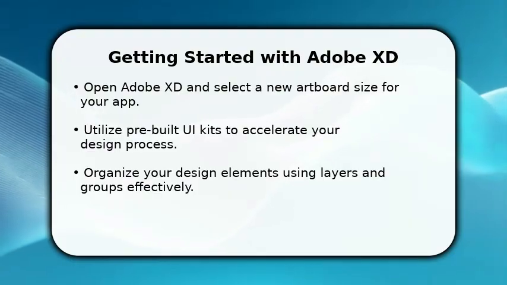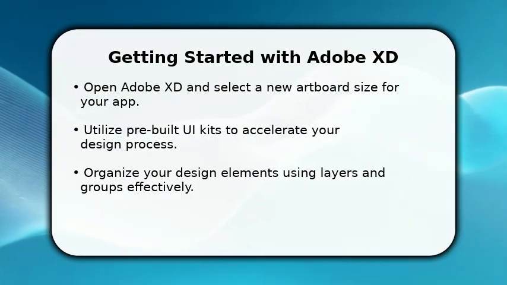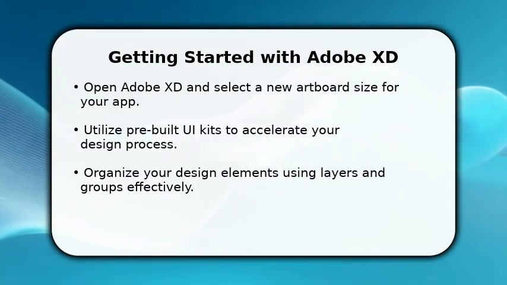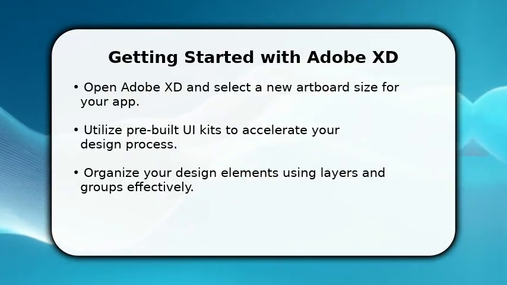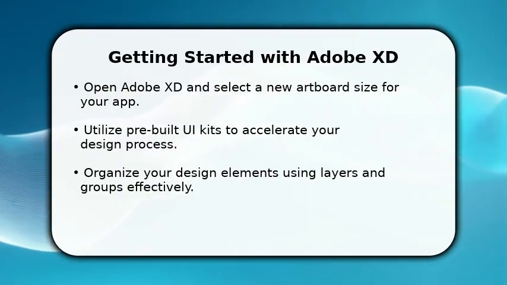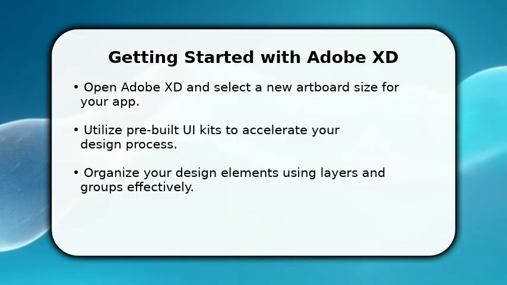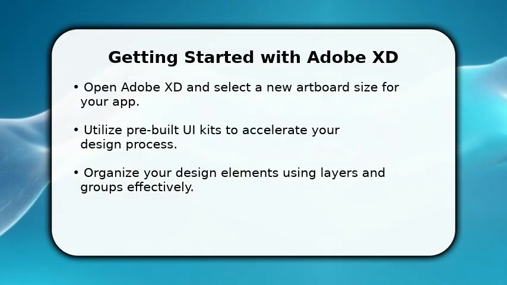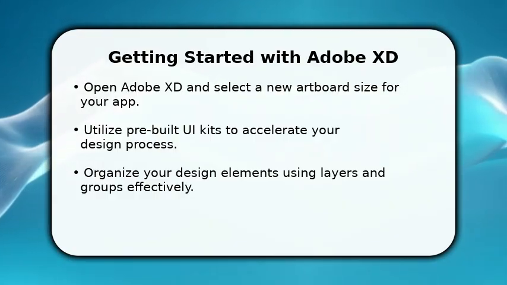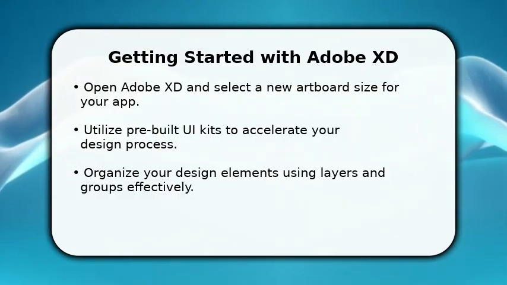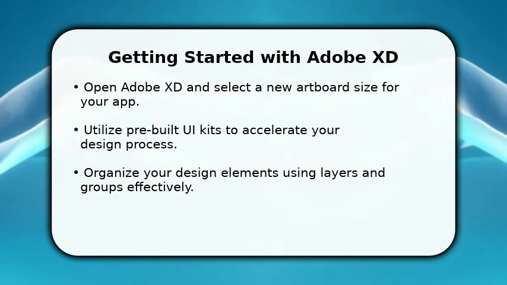In this video, I will explain how to make an app in Adobe XD. First, launch Adobe XD and choose a new artboard, perhaps for an iPhone 15 Pro Max, which is 430 by 932 pixels. Next, explore the available UI kits to jumpstart your design. These provide ready-to-use components. Remember to keep your workspace tidy by grouping related elements and naming your layers clearly. This foundational setup is crucial for an efficient workflow as you build your app's interface.